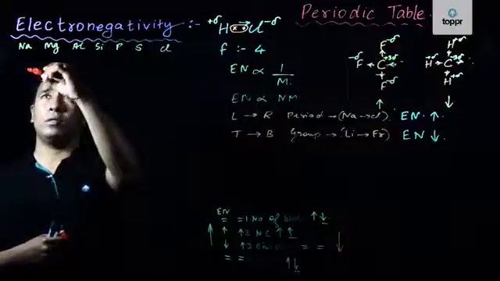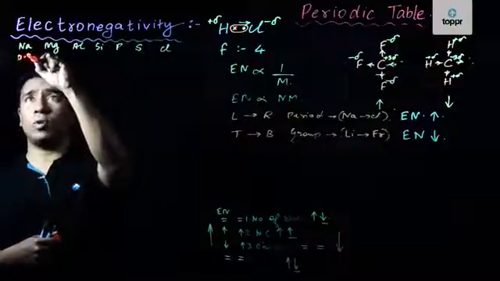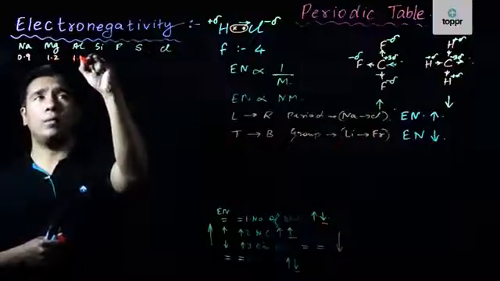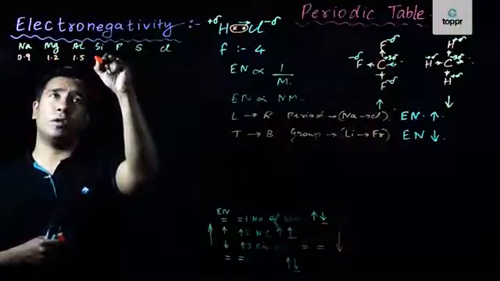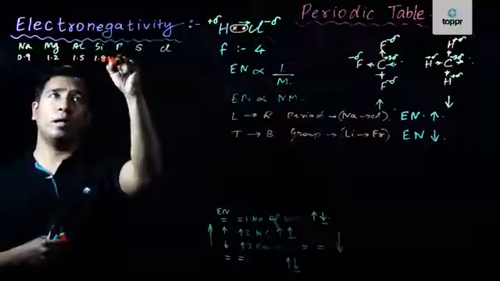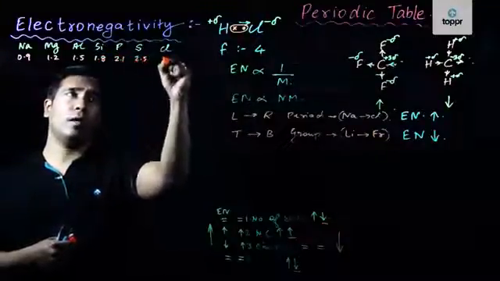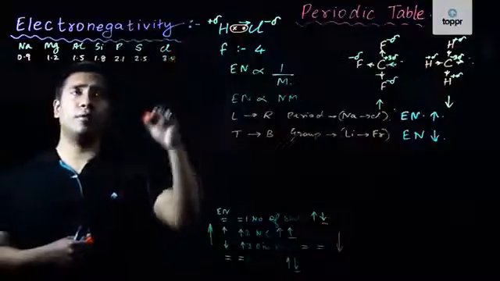In the case of sodium, the electronegativity value is equal to 0.9. In the case of magnesium, it will be 1.2. In the case of aluminum, it will be 1.5. In the case of silicon, it will be 1.8. In the case of phosphorus, it will be 2.1. In the case of sulfur, it will be 2.5. And finally, in the case of chlorine, it will be 3.0.